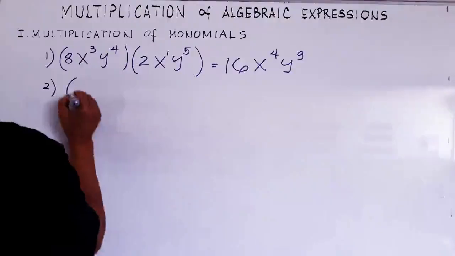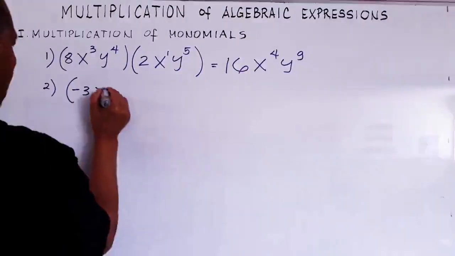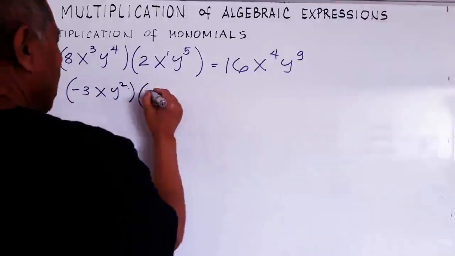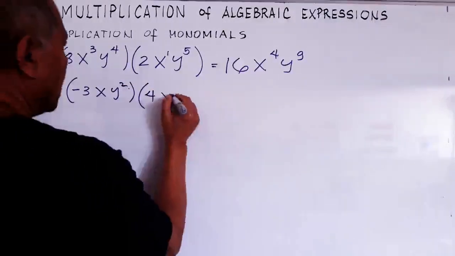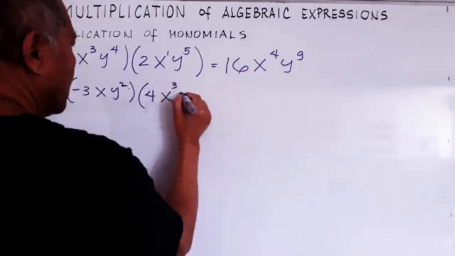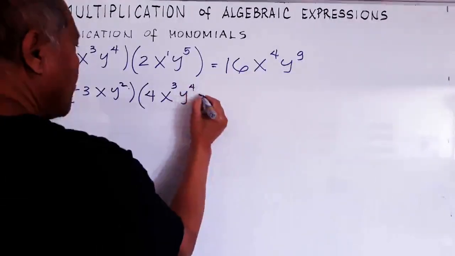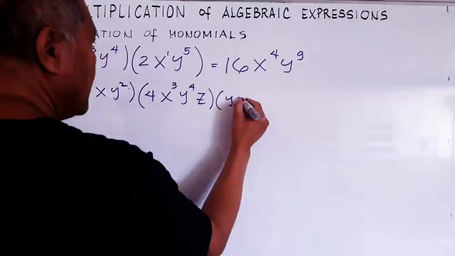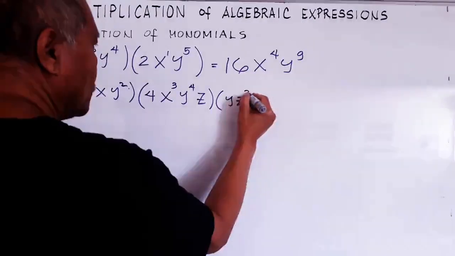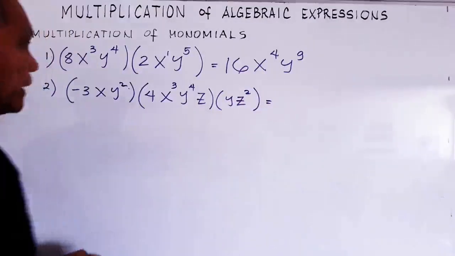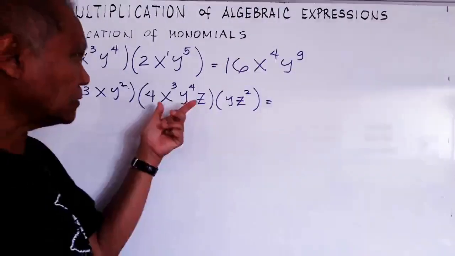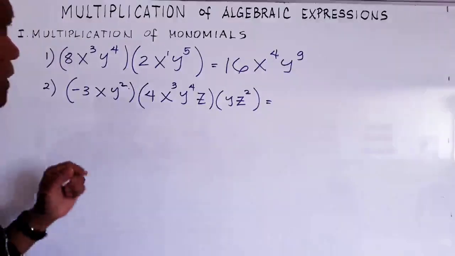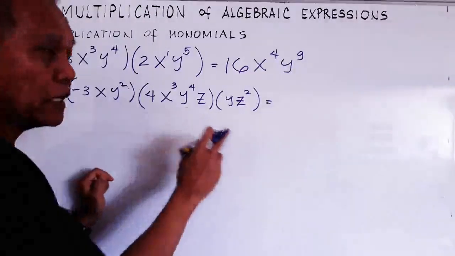We have here a negative 3xy^2, and we have 4x^3y^4z, and we have yz^2. Okay, let's have monomial times another monomial times another monomial. So we have three monomials here. So we have three letters x, y, z.